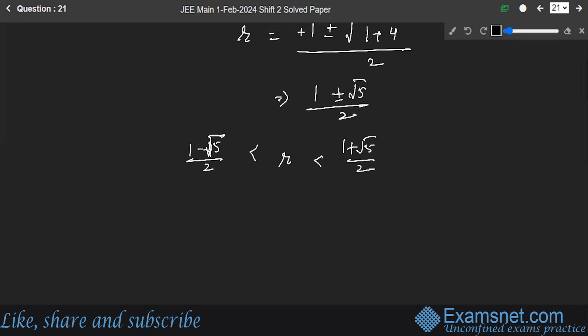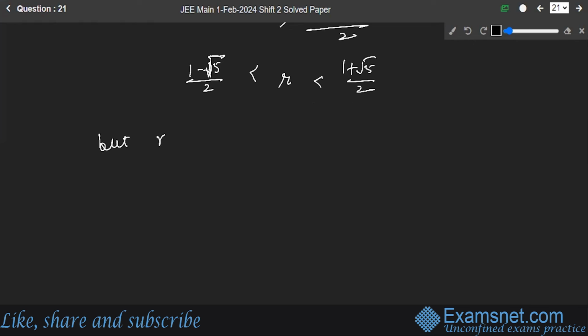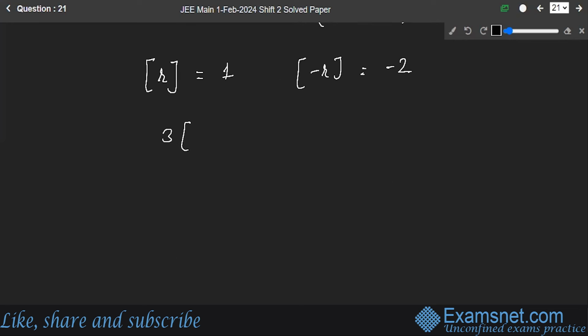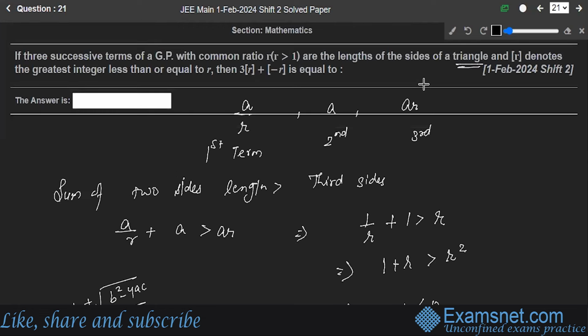These are two values between which r lies, but you are given in the question r is greater than 1. So that means r will belong to 1 and (1 plus root 5) upon 2. And what is the value of the greatest integer of r? That is equal to 1, and for minus r, that will be equal to minus 2. So you have to find out 3 times the greatest integer of r plus the greatest integer of minus r, which will be equal to 1. So this is the answer to the question, 1. Hope you're clear with this. Let's move to the next question.